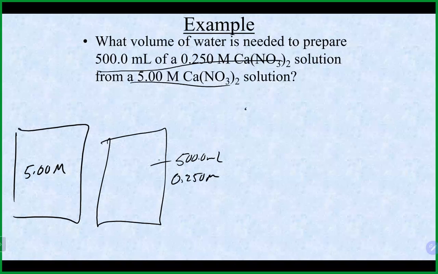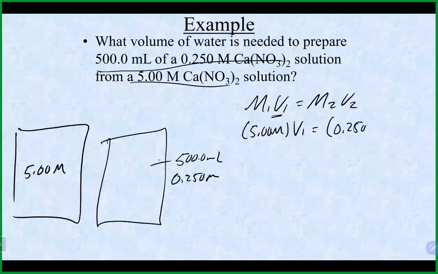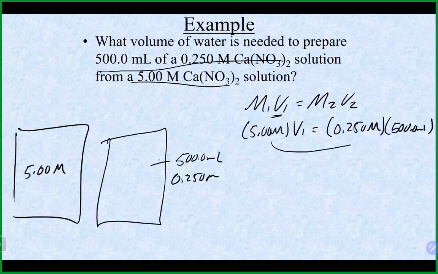So once again, we're going to use our M1V1 equals M2V2. In this case, we will solve for V1 once again, as we have our more concentrated solution of 5 molar times V1 equals our less concentrated molarity and the volume we want to make. Once again, sending that to the other side, I'm going to leave it here in milliliters, and it's going to be okay. Those units are going to cancel out. So I can, if I want to, leave it in milliliters, if I write the right number.